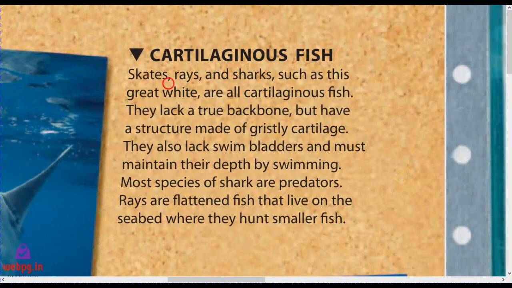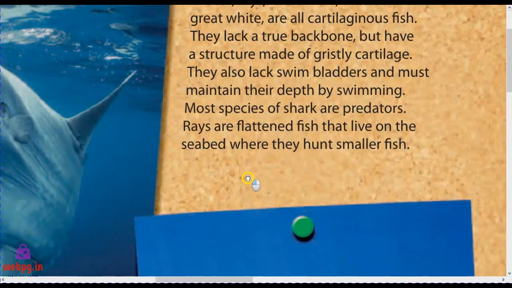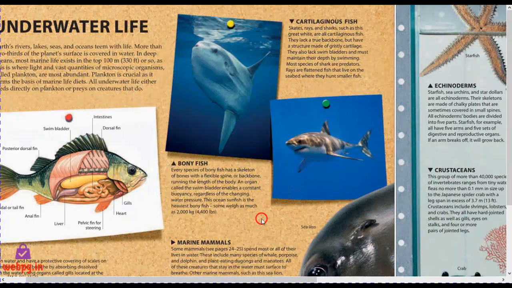Let's talk about cartilaginous fish. Skates, rays, and sharks such as this great white are all cartilaginous fish. They lack a true backbone, but have a structure made of gristle, or cartilage. They also lack swim bladders and must maintain their depth by swimming. Most species of shark are predators. Rays are flattened fish that live on the seabed, where they hunt small fishes. Some fishes eat other small fishes.